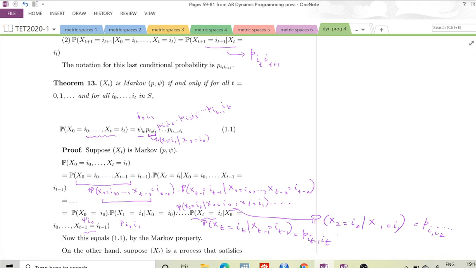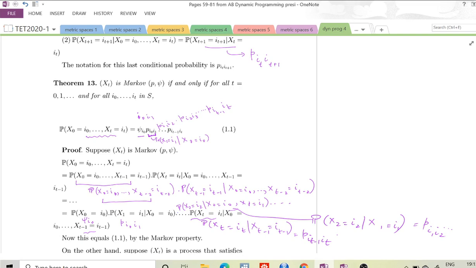so if xt is Markov (psi, P), then indeed the probability of any such path is just the product of these numbers, the initial probability psi times the transition probabilities along the path.